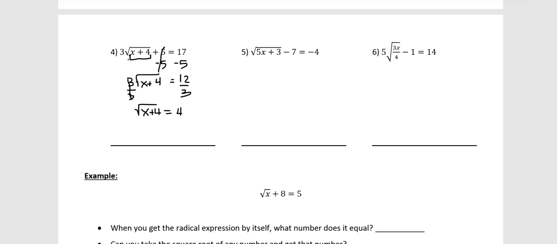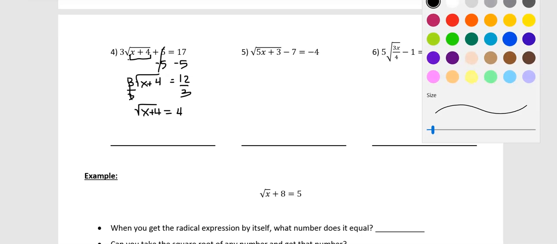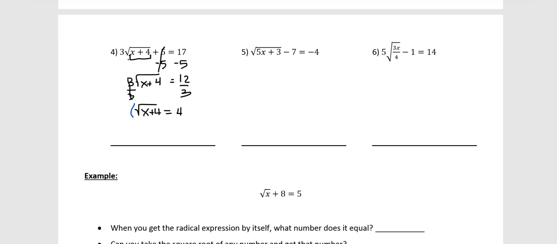And now we're at the step. Look, square root of x plus 4 is totally by itself. So now we're at the point where we want to cancel out the radical and go from there. So we're at x plus 4 now equals 16 and solve for x. So x equals 12.